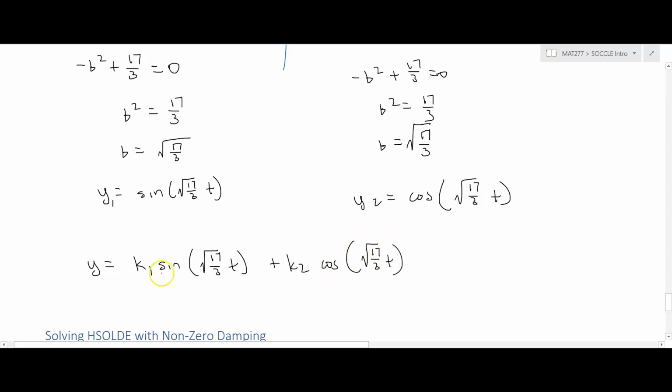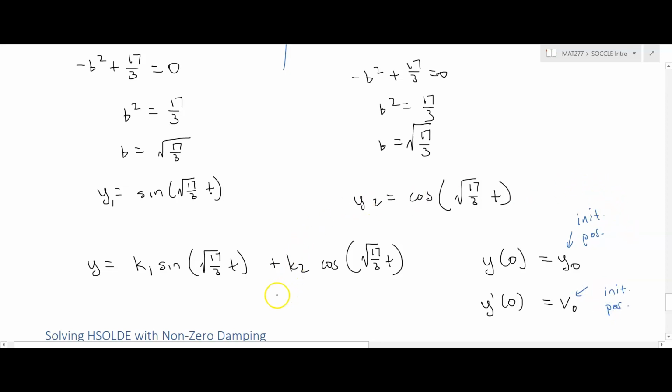And now if we had some initial condition, we could once again go and solve for k1 and k2. We're always going to have something for the initial position, and we're going to have something for the initial velocity. Sometimes you'll see it written like this. The initial position is written often as y0, and then the initial velocity you'll often see written as v0.